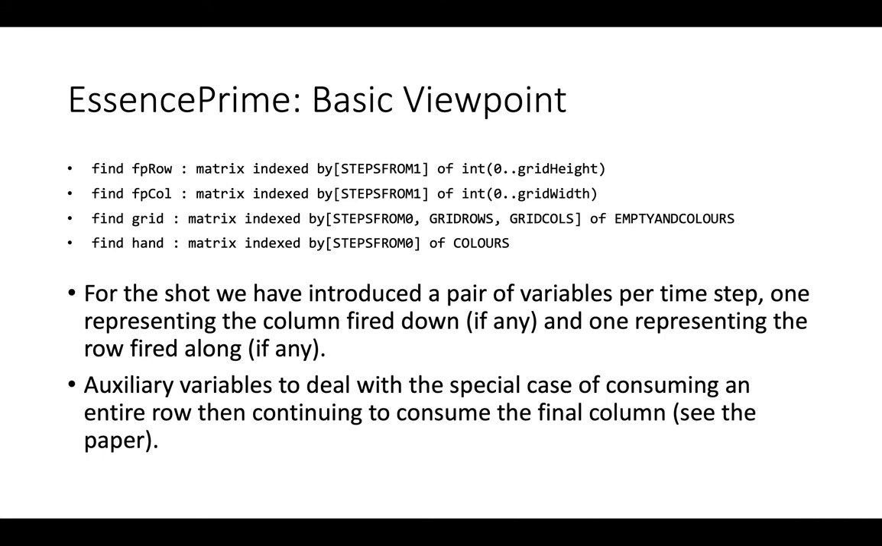The basic viewpoint is fairly straightforward. We've got variables to represent the shots that we take at the top there, and also variables that represent the grid and the hand, again, at each time step. There are some more variables which deal with that special case I mentioned, where we can fire along an entire row and then down a column, but for those, please see the paper.